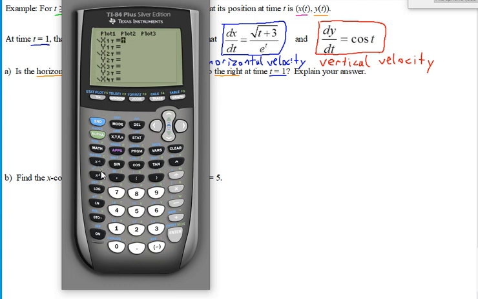So we'll have the square root of, now when you press the X,T,theta,n button, it's going to put t, since it's in parametric mode, plus 3. Whoops, got the plus sign there. Close parentheses on that square root, and then divided by e to the t. So second e to the t power. And then for dy dt, we'll enter in cosine of t. Okay, and we'll come back to these here.